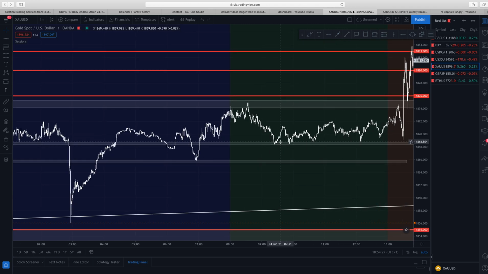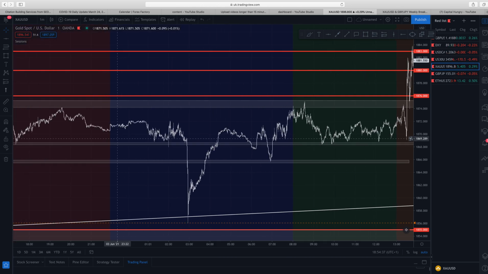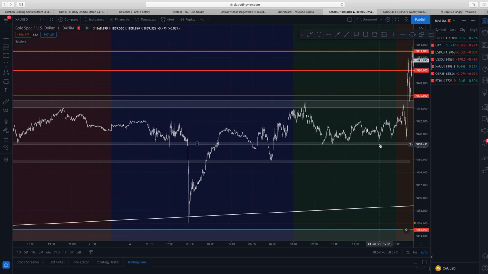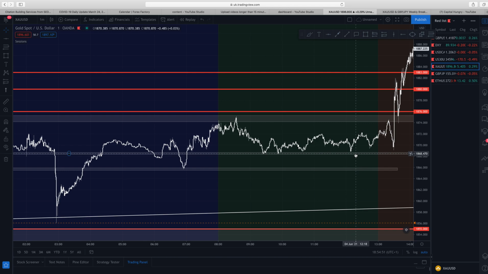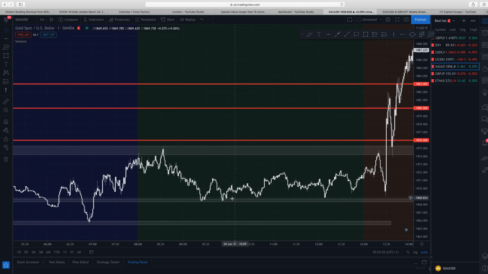But as you can see, throughout London, this area here starts being respected multiple times. It's like we're getting into this top half of the consolidation, and we're failing to break back down and test the low area of this consolidation. So in my eyes, we're starting to form bullish market structure in the top half of the range. And you can see, it respected it 1, 2, 3, 4 times.